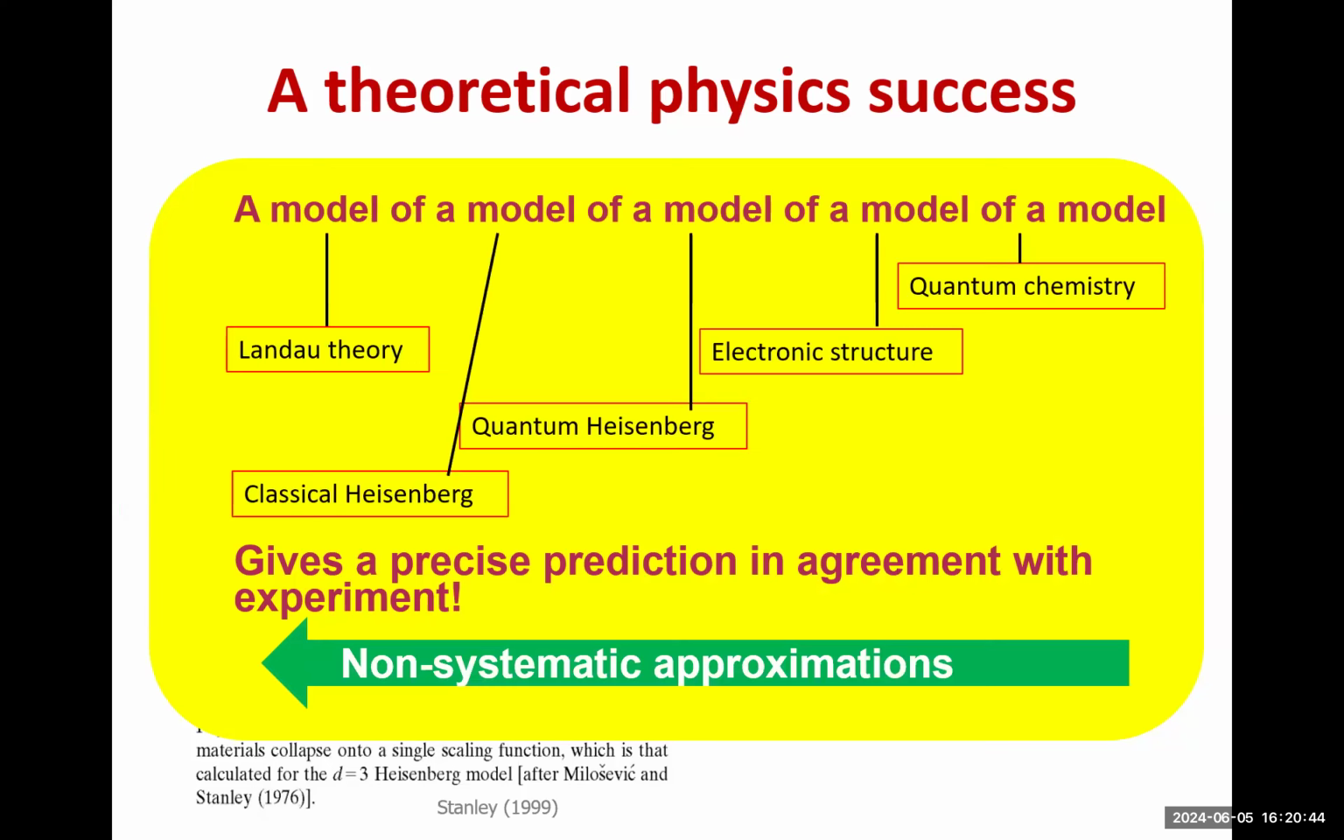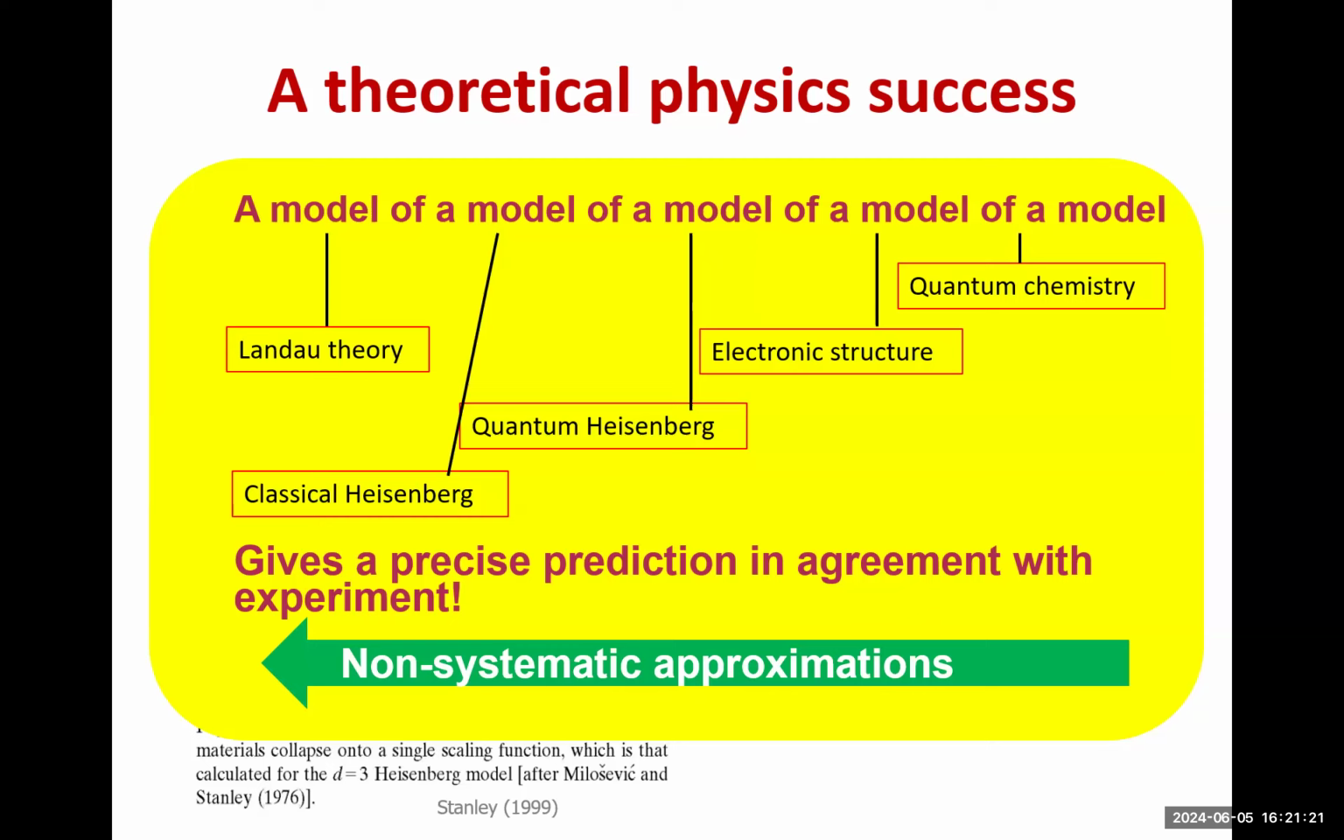because this is actually a model of a model of a model of a model of a model that gives you the agreement. Because we started off with quantum chemistry, then electronic band structure, then the quantum Heisenberg model, then classical Heisenberg model, then Landau theory. And then it's that Landau theory that ends up giving us the prediction. Each time we go from here to here to here, all these different levels of description, all those approximations are mathematically unjustified. There's no systematic approximation scheme that you can do.